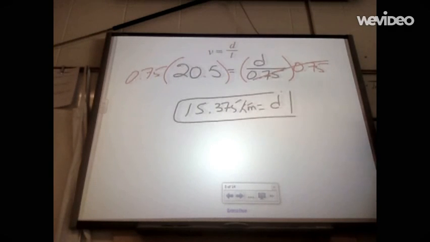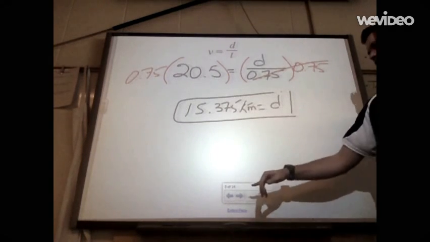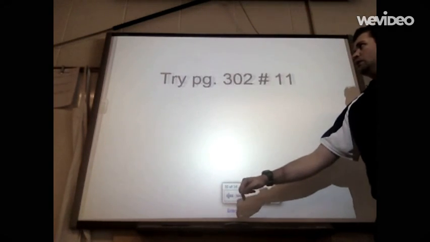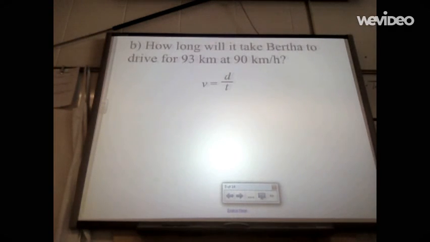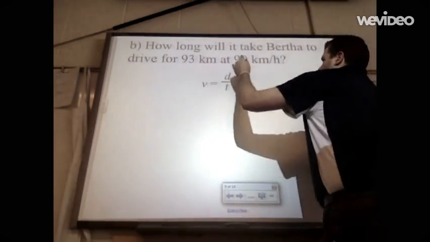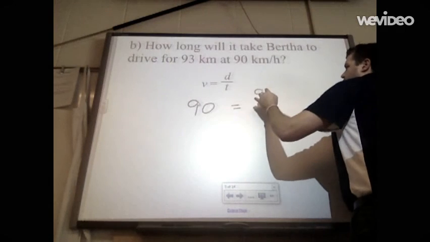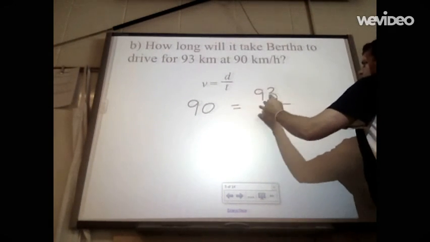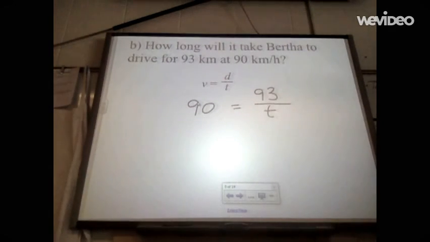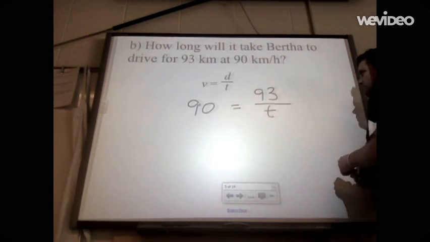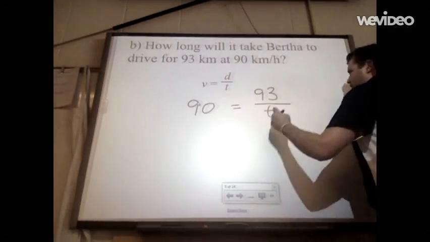Okay, so that's the first kind of word problem. The second one. Actually, we'll do this first. Okay, so now, what are you looking for this time? The time. So, speed of 90, distance of 93, and you're finding the time. Okay. How do you find t? This is 2 steps. Multiply t. Yes, whatever the unknown is.